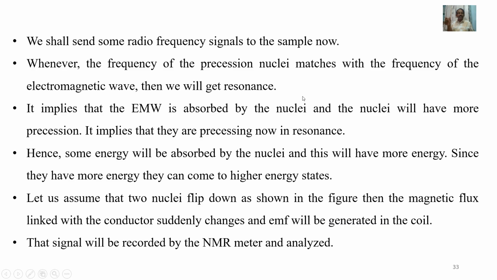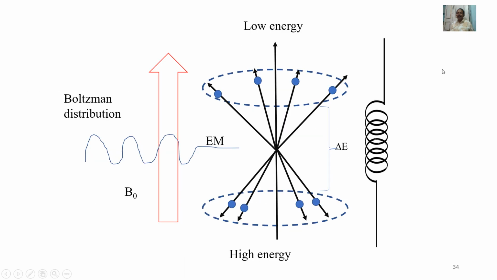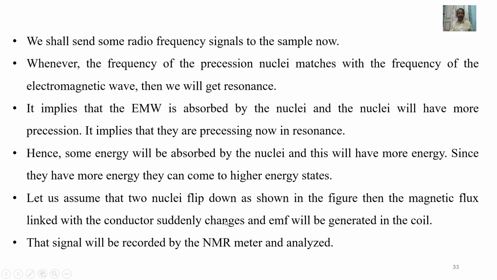Let us assume that 2 nuclei flip as shown in the figure. Then the magnetic flux linked with the conductor changes. So this is the magnetic flux linked with the conductor, and the magnetic field linked with the conductor suddenly changes. So automatically an EMF will be generated in the coil, and this signal will be recorded by the NMR meter and analyzed.